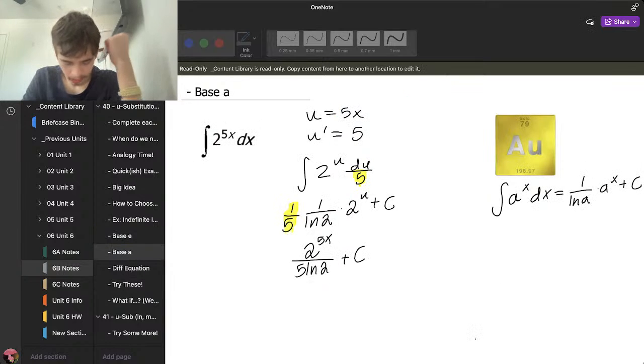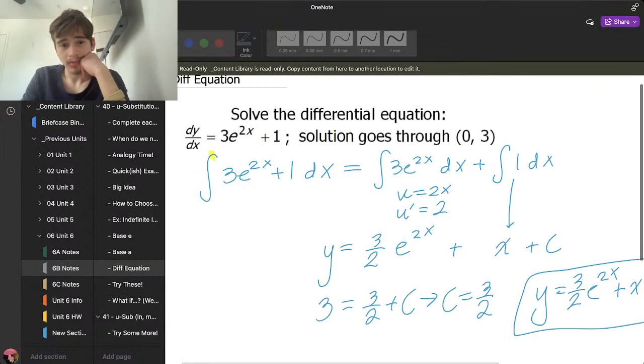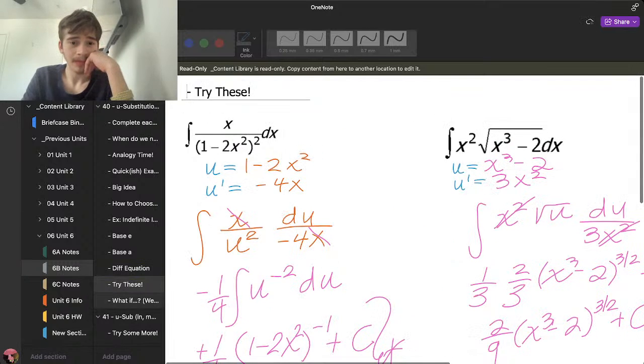Base A, a little harder. Do you know normal lines? I don't think so, but do know them just in case. Unlikely to come up. Differential equation. Okay, just take the integral, find your y, find your c based on your point. Not that bad.